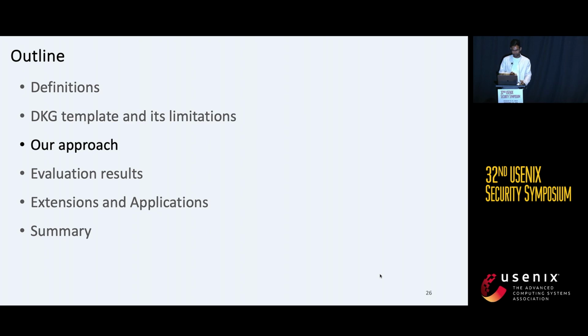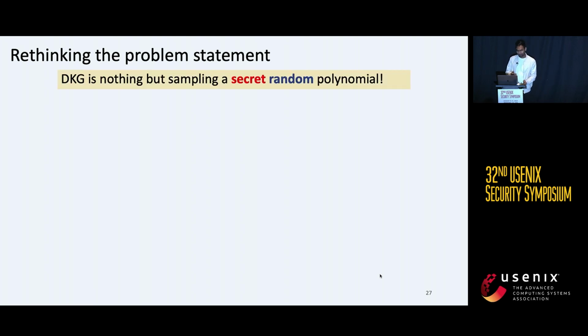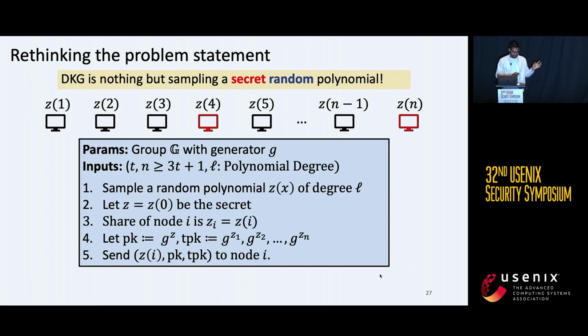Okay, so what is our approach? And this is the one single crucial slide I want you to take home: we want to think about this distributed key generation problem as a new problem. We say this problem is nothing but sampling a secret random polynomial. But if you look at the literature, you just feel that DKG has to do VSS and add the polynomials. But that's not how I want you to think about it. You should think about this as sampling a random polynomial such that each party gets 1 point on the polynomial. So now if you think about DKG this way, things become much easier.